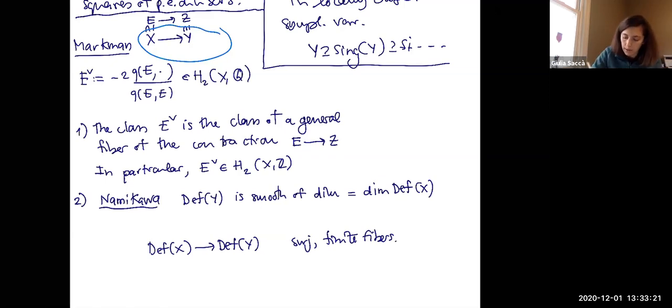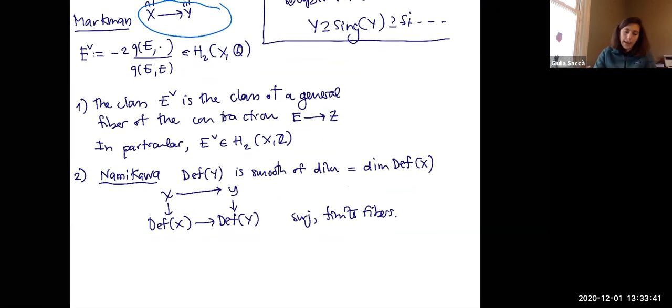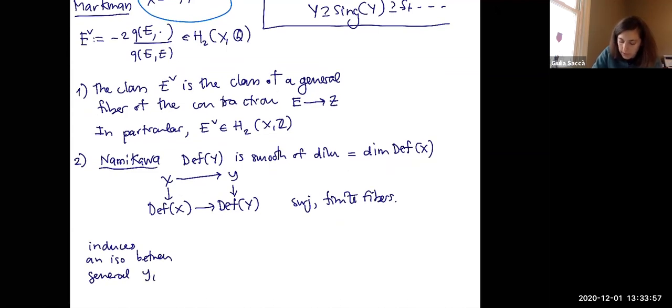And then there's this nicer thing: if you look at the universal families of the deformation spaces, this finite map is compatible with a map between the universal families. And in fact, this induces an isomorphism between a general fiber, a general smoothing Y_t, and a general X_t. So the X_t are all smooth because they're small deformations of the smooth guy. And so what this is saying is that in particular, there are smoothings of the singular guy which are also deformations of the symplectic resolution. Question.